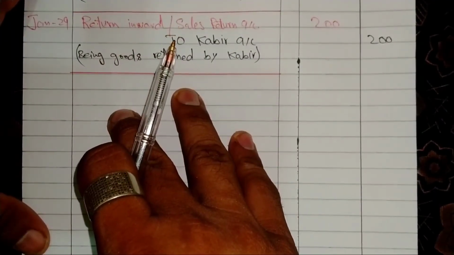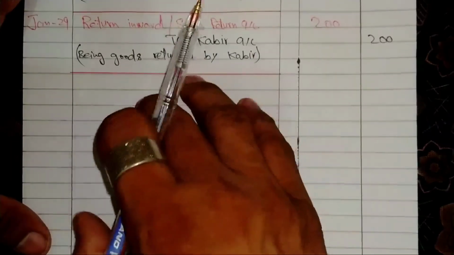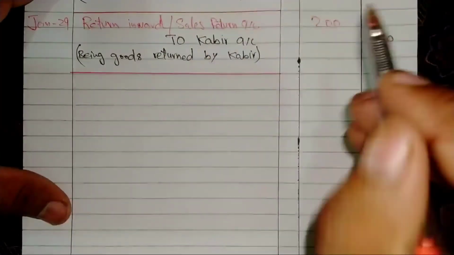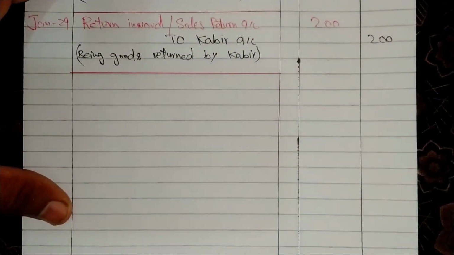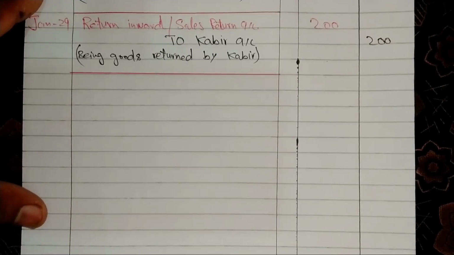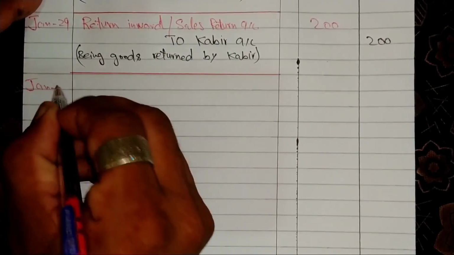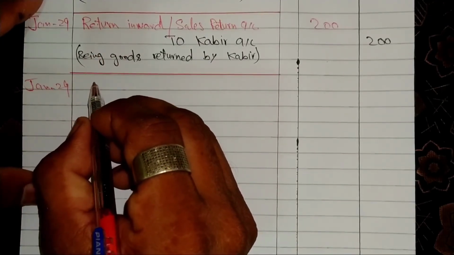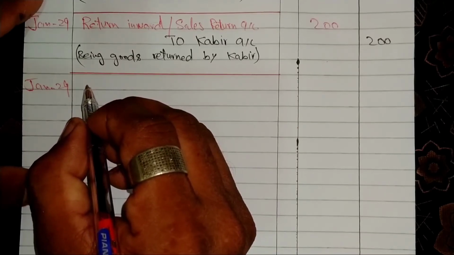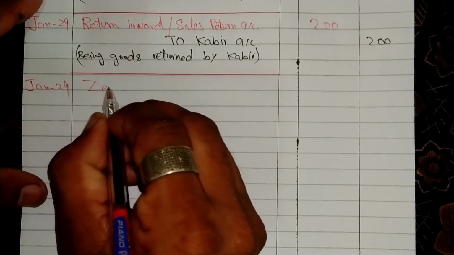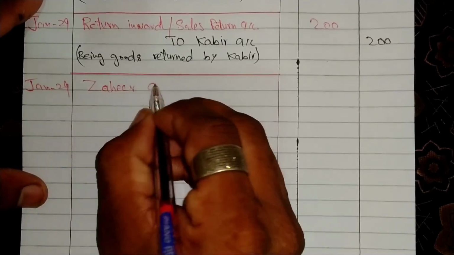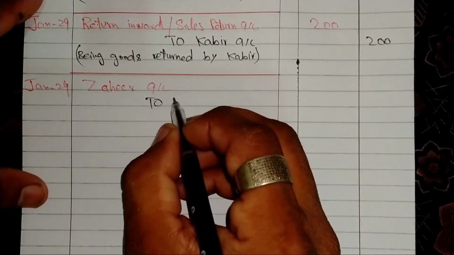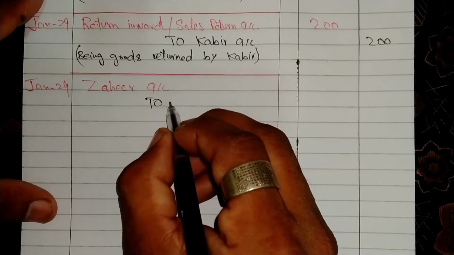And the second impact will be goods returned by the business to its supplier with the ratio of $200. The entry will be on the same date, Jan 29. Goods returned to the supplier by the business will be called purchases return. So Zahir account will be debit against returns outward or purchases returns.